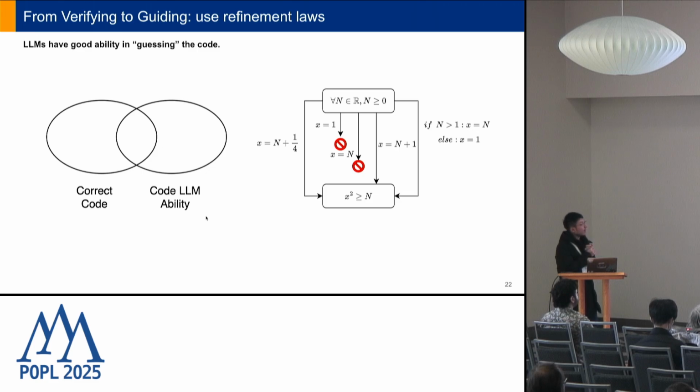Our assumption is that LLMs have good ability in program synthesis, in guessing the code. So we try to find some formal systems to verify the generated code is correct. For example, we can give the LLM the precondition and the postcondition and let the LLM generate, or guess, the code. Then we can verify whether it is correct or not.